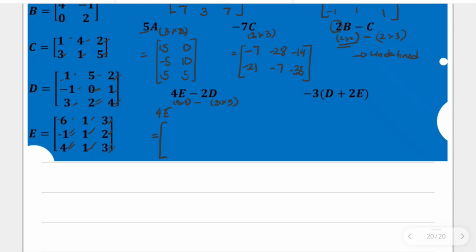So 4 times 6, 24. 4 times 1, 4. 4 times 3, 12. 4 times negative 1, negative 4. Then 4, 8, 16, 4, and 12. This is for E alone. Next, you will have 2D. So 2 times 1, 2. 2 times 5, 10. 2 times 2, 4. And the rest: negative 2, 0, 2, 6, 4, and 8.